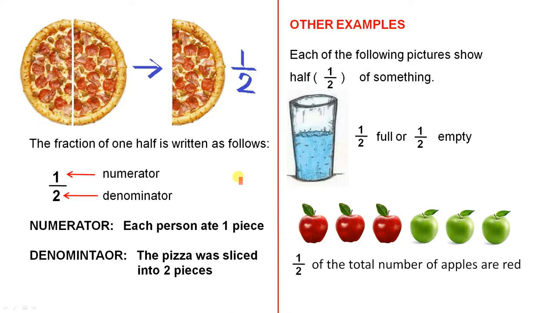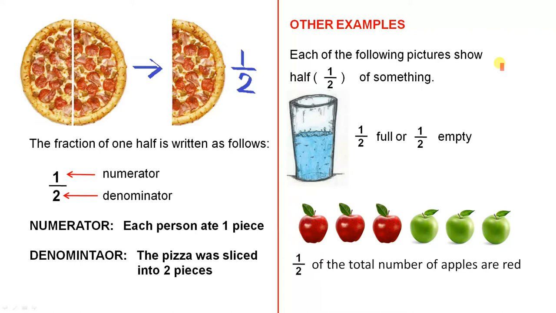So the fraction of 1/2 is written as follows. 1 over 2. The 1 is called the numerator, and the 2 is called the denominator. Let's look at the numerator. Each person ate one slice. The denominator, the pizza was sliced into 2 pieces. So that's the meaning of 1 over 2.